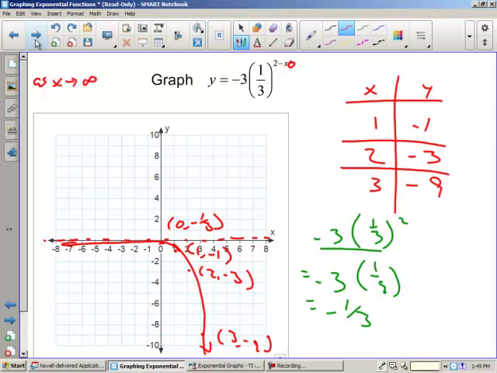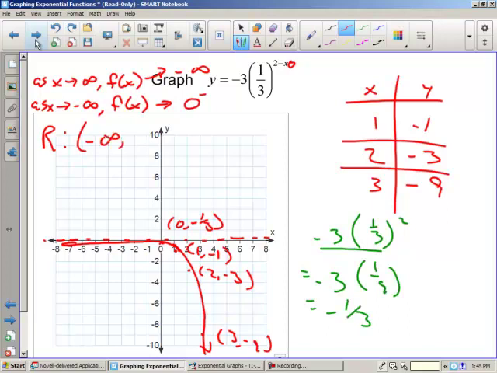As x approaches infinity, f of x is going to approach -infinity. As x approaches -infinity, f of x is going to approach 0 from the negative side. My domain is going to be -infinity to infinity. My range in this particular case is going to go from, remember we start with the smallest value, which is -infinity, to 0.